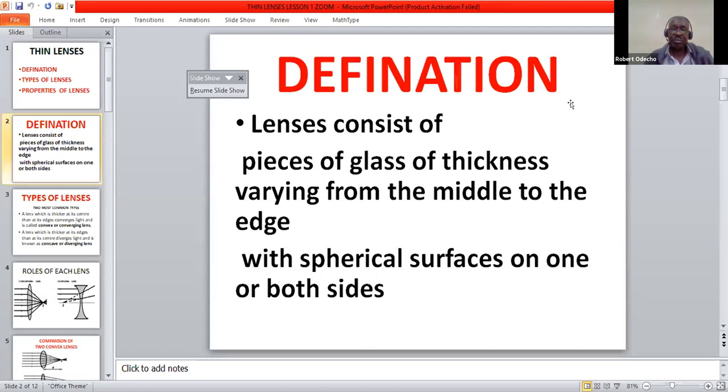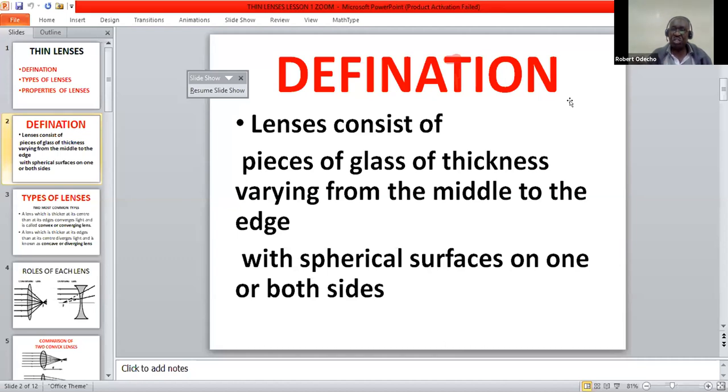Lenses consist of pieces of glass of thickness varying from the middle to the edge with spherical surfaces on one or both sides. So what does that mean? That at the back of your mind, you have pieces of glass. In some books, or even nowadays, we have plastic. So you can put glass or plastic.